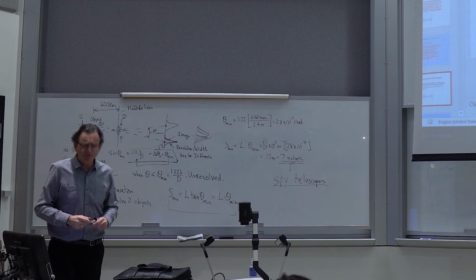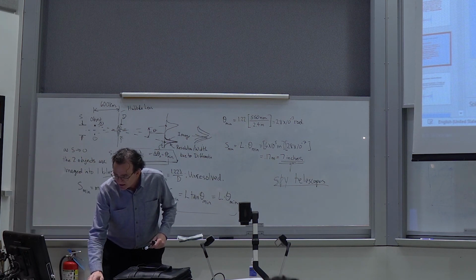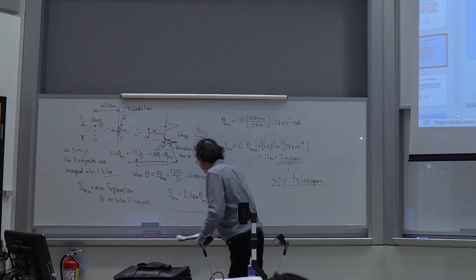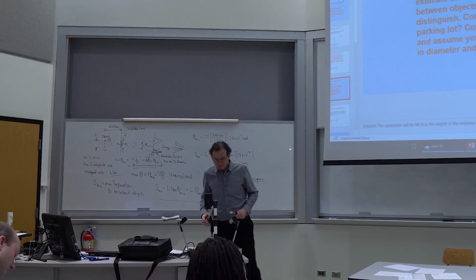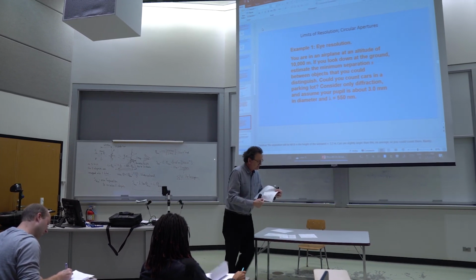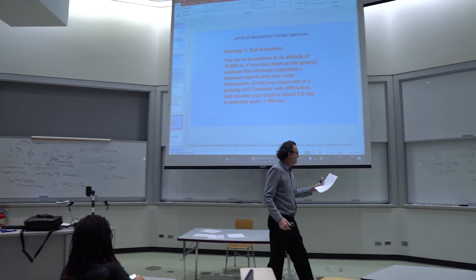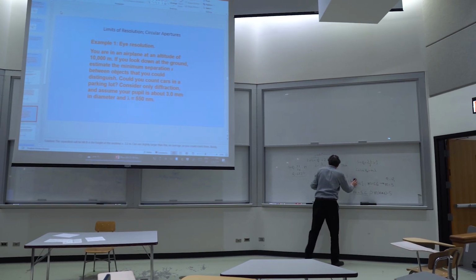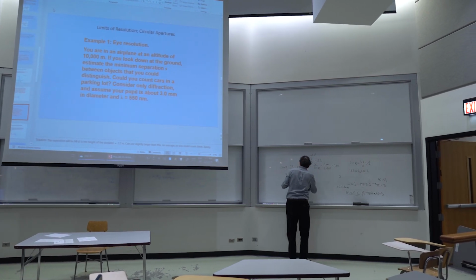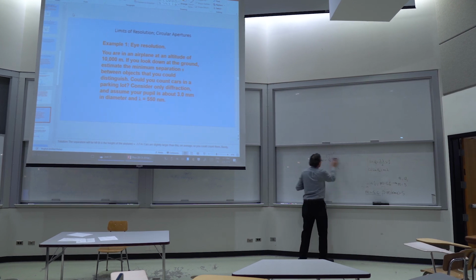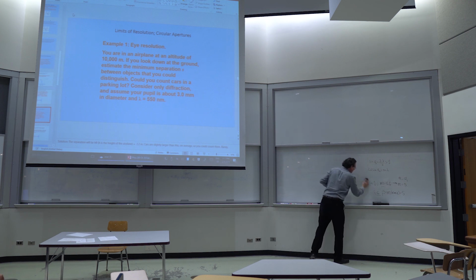Okay, one more example. We've got time for eye resolution. This one is kind of interesting. Let's look on the back side of your handout, on page 2 of the optical resolution sheet. What you see here is, let's suppose that you want to find out the minimum distance between two objects that your eye can resolve.